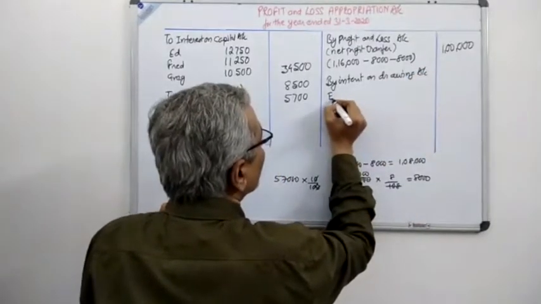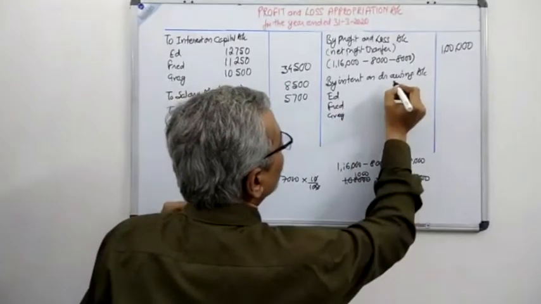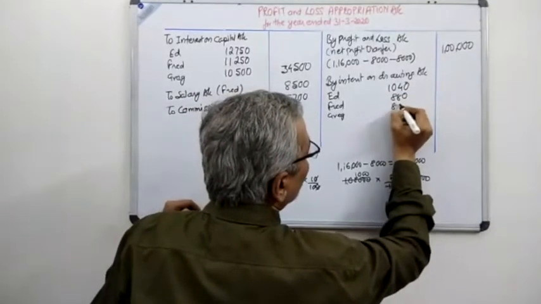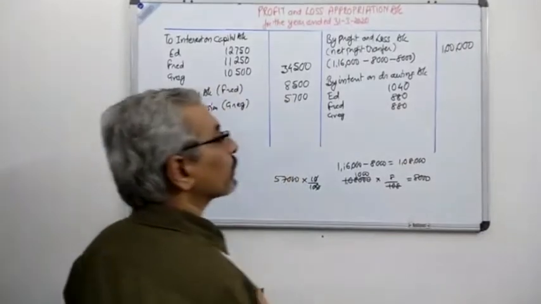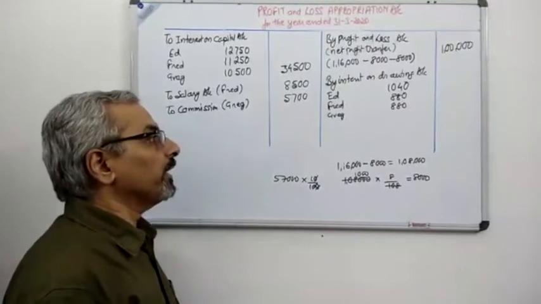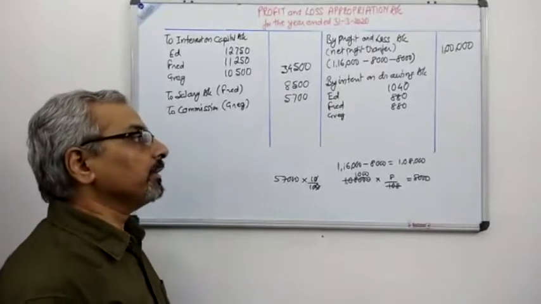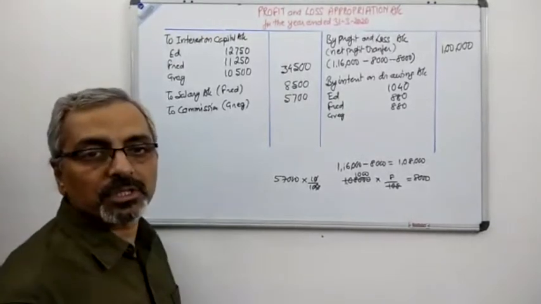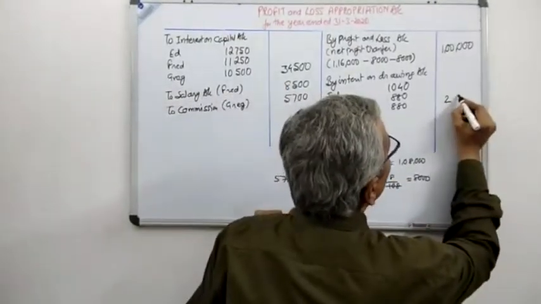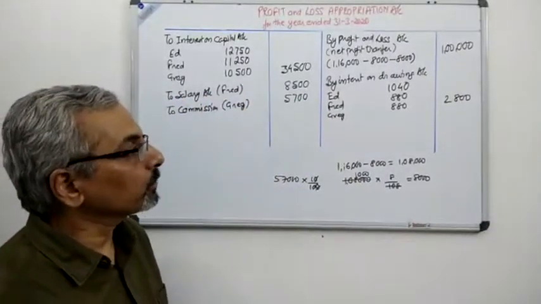Remember, we had Ed, we had Fred, and we had Greg, and the interest on drawing, if you remember, 1040, 880 and 880. So this was the interest on drawing of the three partners, 1040 for Ed, 880 for Fred, and 880 for Greg. So if we add that, how much do we get over here? 880 plus 880 gives us 1760. 1760 plus 1040 gives us 2800. So over here we have got the interest on drawing at 2800.